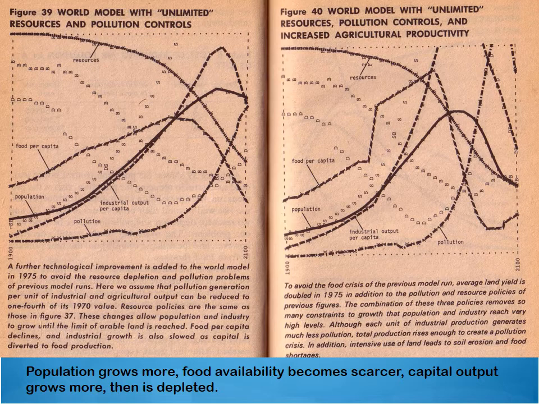And then there's another scenario at the right, which is the same, unlimited resources, pollution controls, but then increased agricultural productivity. So this is the scenario in which you're able to produce more food with the same resources. Okay, and it essentially exacerbates these trends. So it's a little bit of the same output. It's just that these trends are a little bit more accentuated.